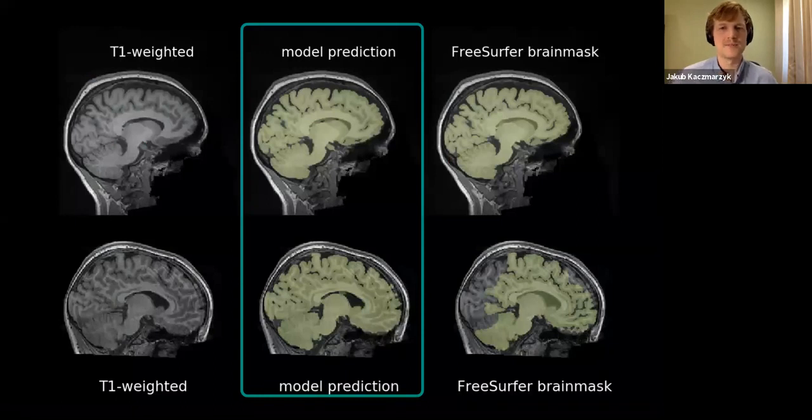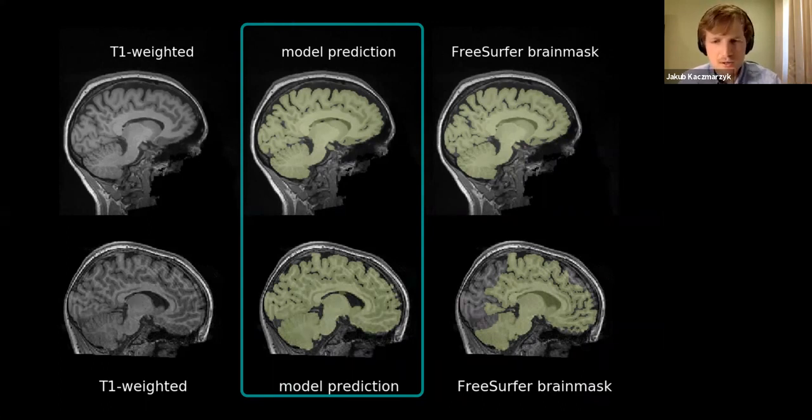Another model that we distribute is a brain extraction model. So this is another segmentation model that's finding the brain in space. And the inputs here, these are two different scans. The rows are two different scans. The inputs are the T1 weighted images. And you can see that the model prediction overlaps quite well with the FreeSurfer brain mask.